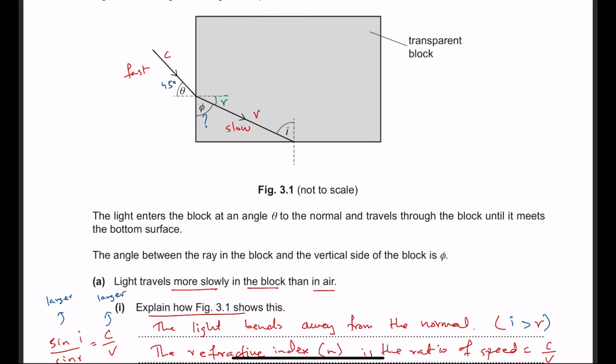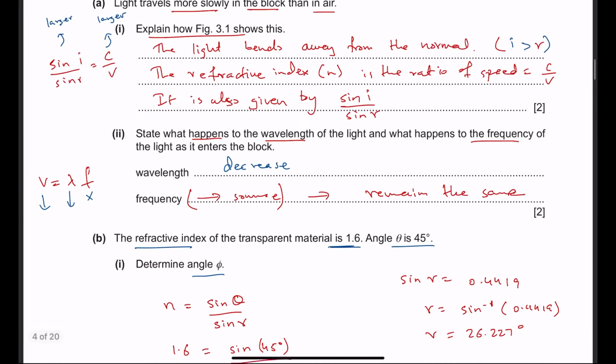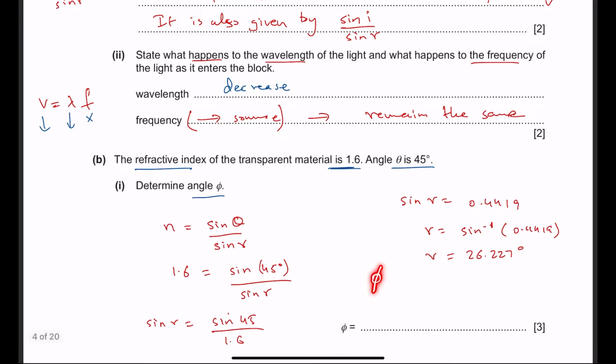However, this is not the final answer, since we wanted to find angle phi. And you can clearly see that if this entire angle is 90, then 90 minus r should give you angle phi. So angle phi would be 90 minus 26.227. And that should give us our final answer, which is 63.77. So I'm just going to round it off to 63.8 degrees.